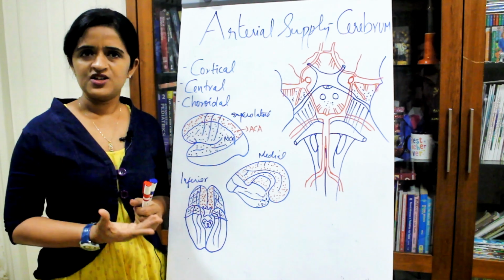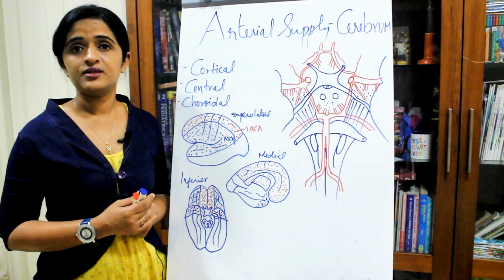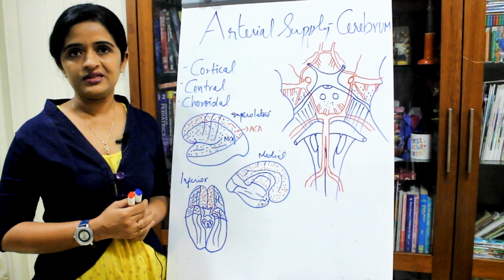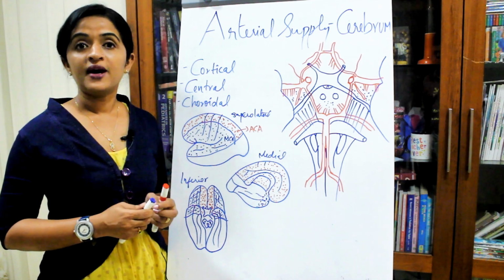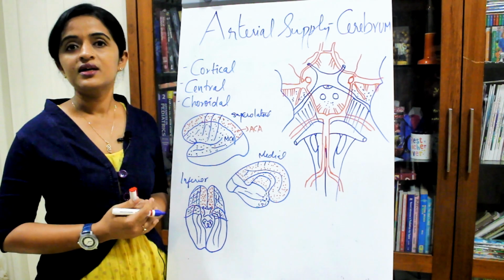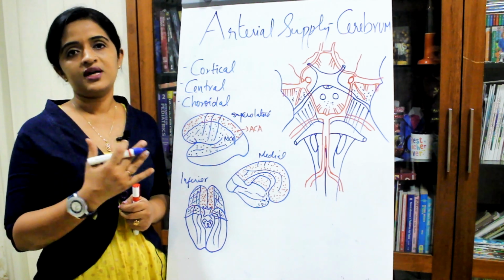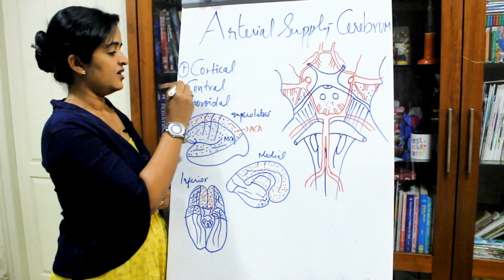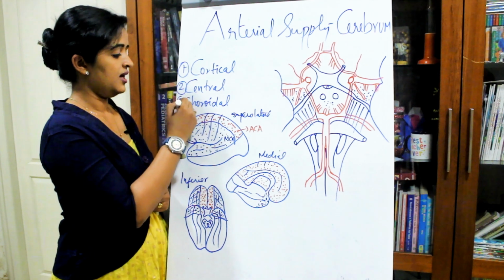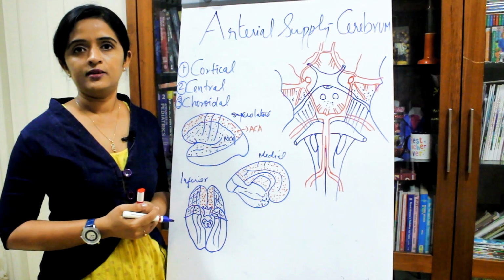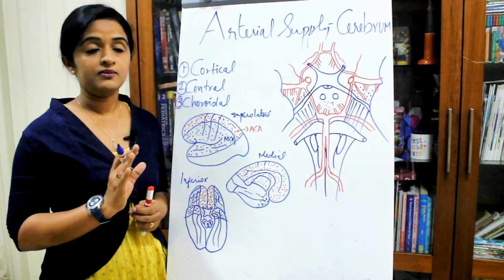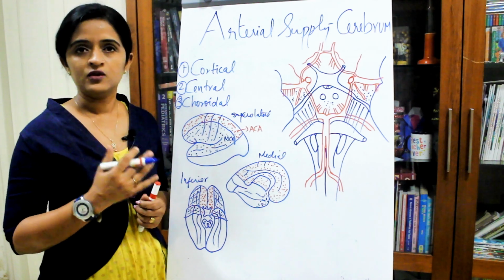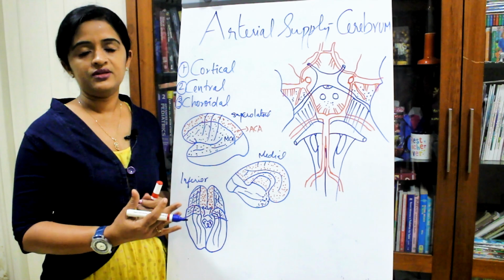Now, before moving on to the branches arising from the cerebral arteries, we would like to know more about the pattern of branches arising from these vessels. There are mainly three patterns of vessels arising from the arteries of the vertebral system as well as the internal carotid system. They are named: one, the cortical branches; two, the central branches; and the third type is known as the choroidal branches. So these are the patterns of branches. These are not the names of the branches. These are the patterns of branches arising from the major vessels like the basilar system as well as the internal carotid system.